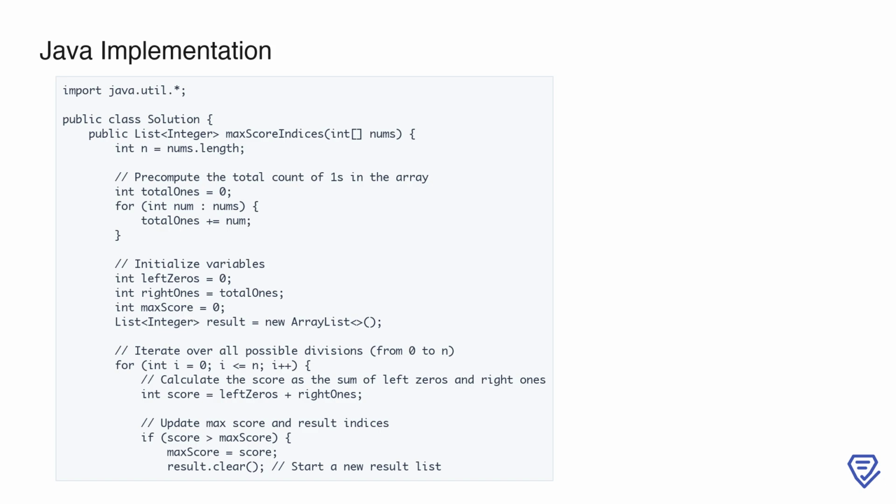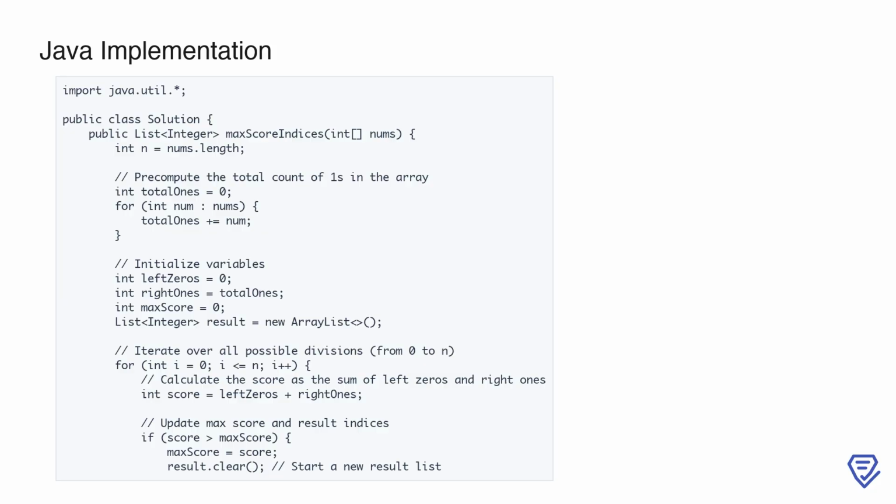Next, we initialize 3 key variables: left_zeros, which keeps track of the number of zeros to the left of the current division; right_ones, which starts as total_ones and represents the number of ones to the right of the division; and maxScore, which tracks the highest score we encounter as we iterate through the array. We also initialize a result list to store the indices where the maximum score occurs.